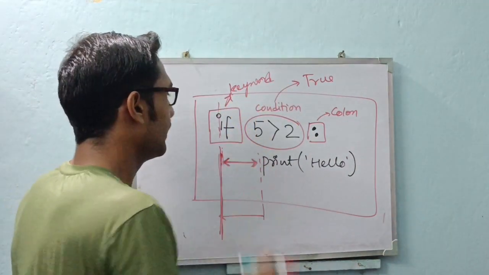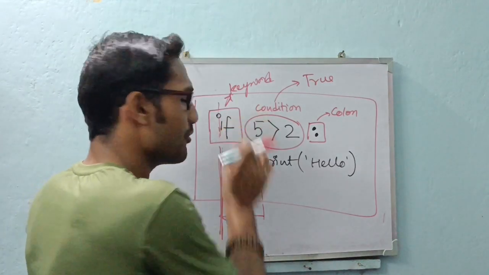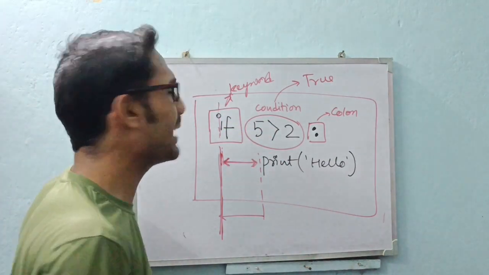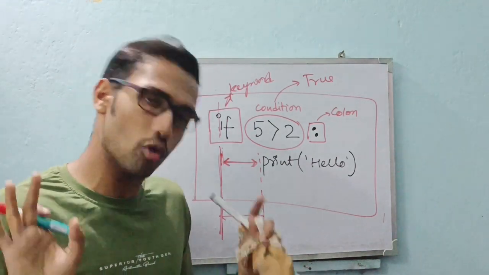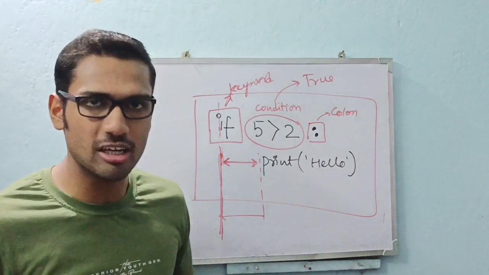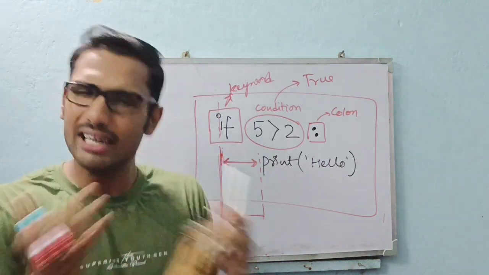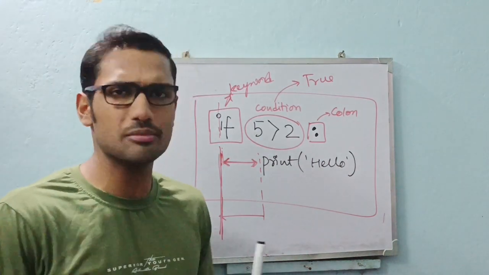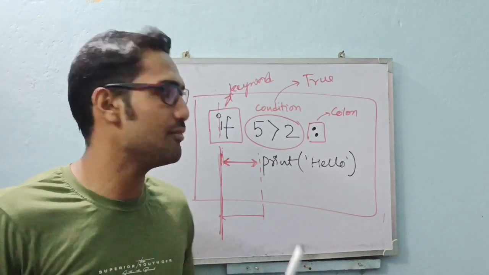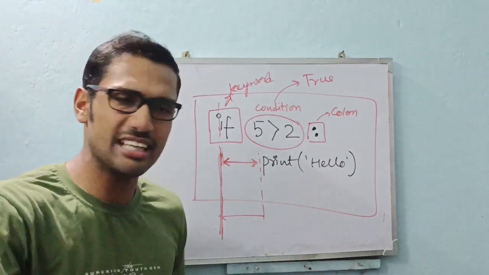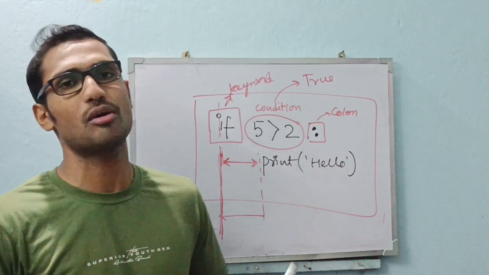After that, the keyword if is followed by a condition. It can be any valid condition. You can use logical operators, you can use relational operators. Basically these two types of operators are involved in writing the conditions. And we have discussed relational operators and logical operators in our previous video.